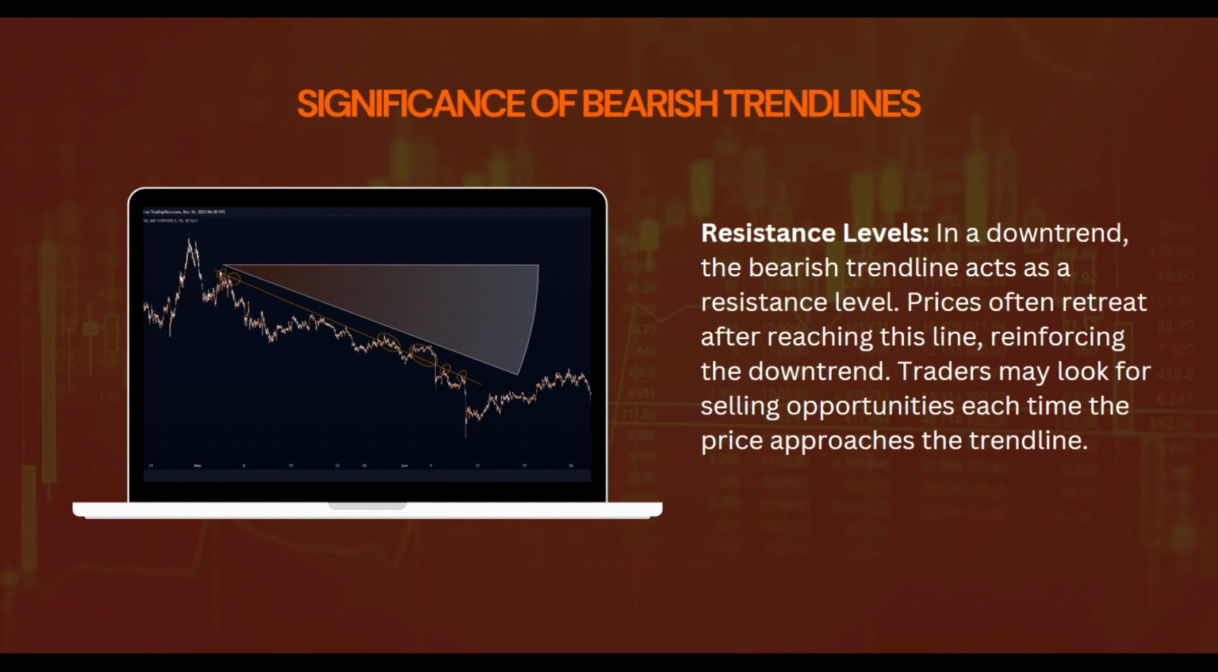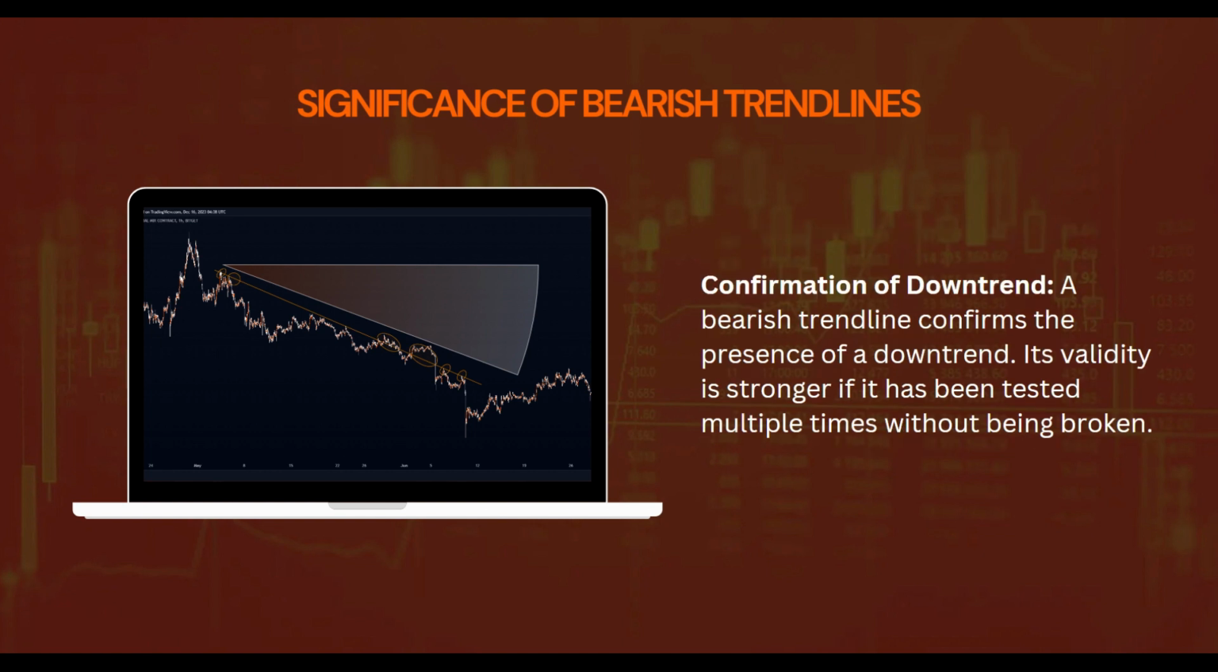Okay, so resistance levels. In a downtrend, the bearish trend line acts as a resistance level. Prices often retreat after retracing from this line, reinforcing the downtrend. Traders may look for selling opportunities each time the price approaches the trend line. Confirmation of a downtrend is when the presence of the downtrend is stronger because it's been tested multiple times on this line. And that way, the trend line will make sure that it's held.